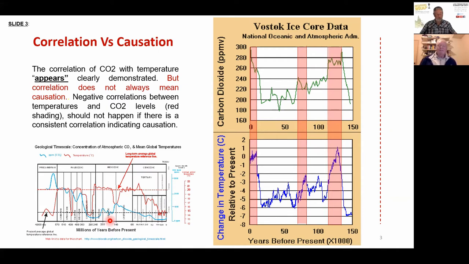Now, if carbon dioxide is a driver of temperature, wherever carbon dioxide goes up, the temperature should go up. And wherever it goes down, the temperature should go down. That is not being shown up regularly and convincingly in the data. Sometimes there is a correlation, but it's not a good enough correlation to indicate that causation is happening, that one is driving the other, because there are many instances where the two depart from each other.